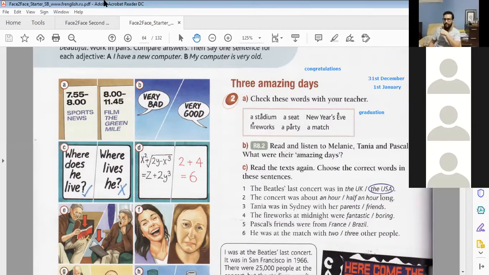Pascal. I was at the World Cup final in Paris in 1998. I was very young at the time. There were 80,000 people in the stadium, and I was there with 2 Brazilian friends and their dad. They weren't very happy because it was France 3, Brazil 0, but I was. It was a great match, and I was there.